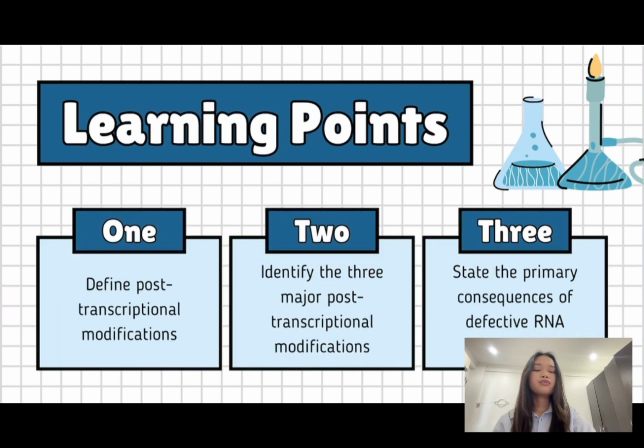lesson. First, you will be able to define post-transcriptional modifications as essential steps in mature RNA formation. Second, you'll be able to identify the three major post-transcriptional modifications: the 5' capping, the 3' polyadenylation, and RNA splicing. You should be able to recall and list these three specific modifications by name, and if presented with a description or diagram, correctly name them. And finally, you will be able to state the primary consequences of defective RNA processing. So without further ado, let's get started.